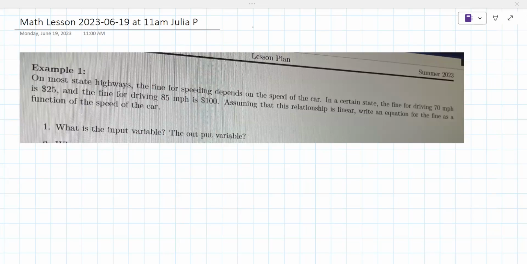All right, so example number 1 here, and let's get started. It says on most state highways, the fine for speeding depends on the speed of the car. In a certain state, the fine for driving 75 miles per hour is $25, and the fine for driving 85 miles per hour is $100. Assuming that this relationship is linear, write an equation for the fine as a function of the speed of the car. But first, they're kind of stepping you through what to do.